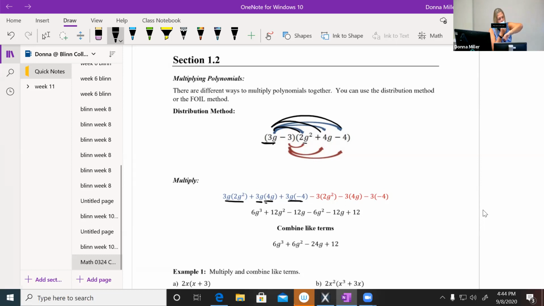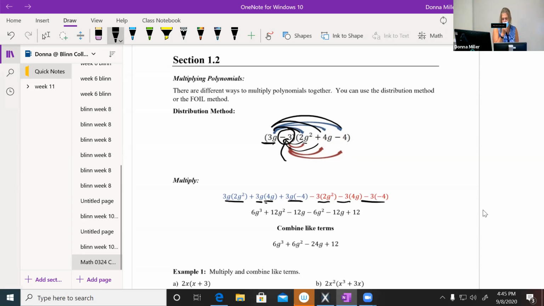Then when you're done with that, you're going to take the second term, which is the guys in the red. So I can do the negative now. The one thing with this, it's a negative 3. It's not 3, it's a negative 3. Take the sign with it. So you do negative 3 times each one of these guys: negative 3 times 2g squared, negative 3 times 4g, and negative 3 times negative 4. So you're doing every term by every term.